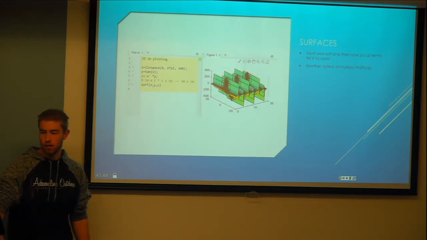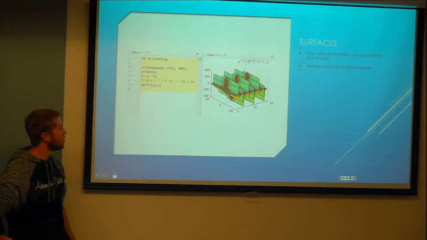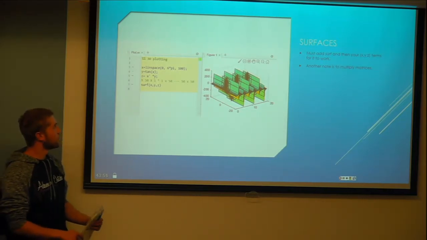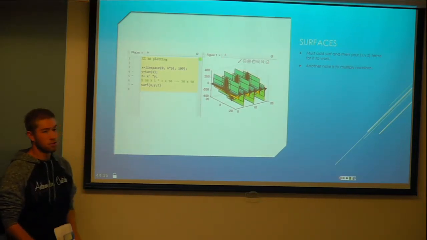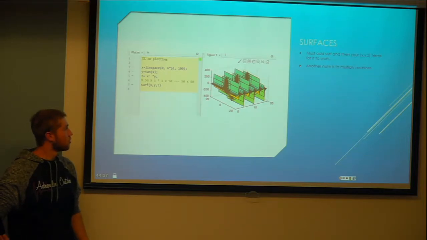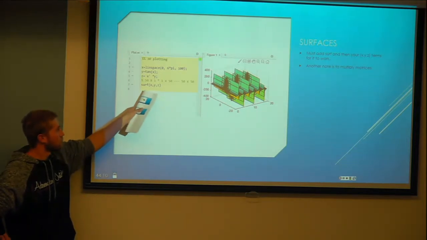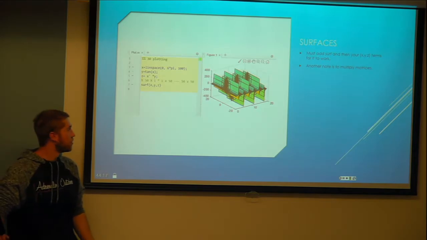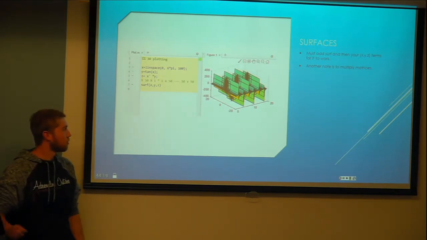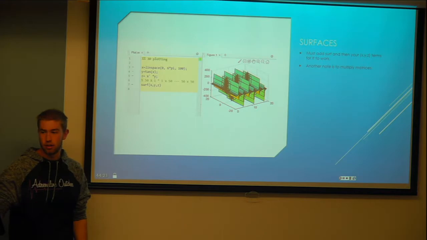And then for surfaces, it's a little bit more complex, but not too bad. You keep your 3D plotting comment, and then I switched to tangent of x, and for your z you have to multiply your x and your y, and you also have to define a matrix, which I did here. I just did a 1 by 50 and a 50 by 1. And then you just type surf and then your x, y, and z.